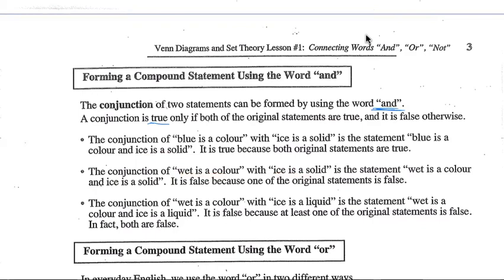And then similarly, wet is a color and ice is a liquid, both of those being false, you would get the compound statement, wet is a color and ice is a liquid. It's false because at least one of the original statements is false. In this case, both are false. Okay.